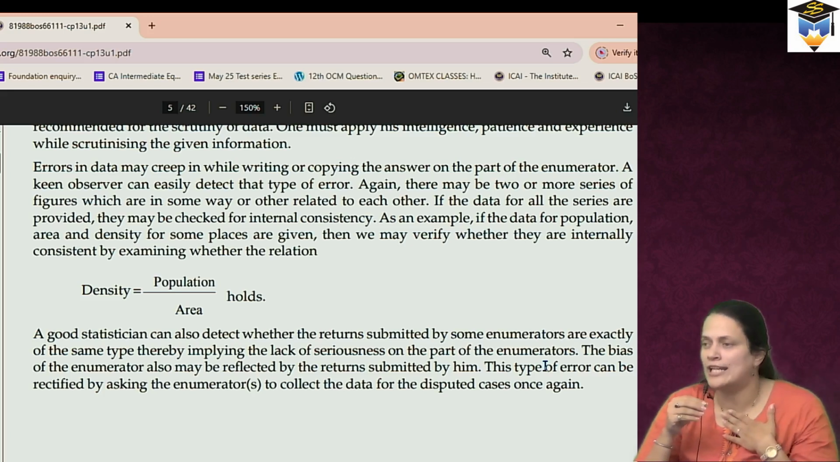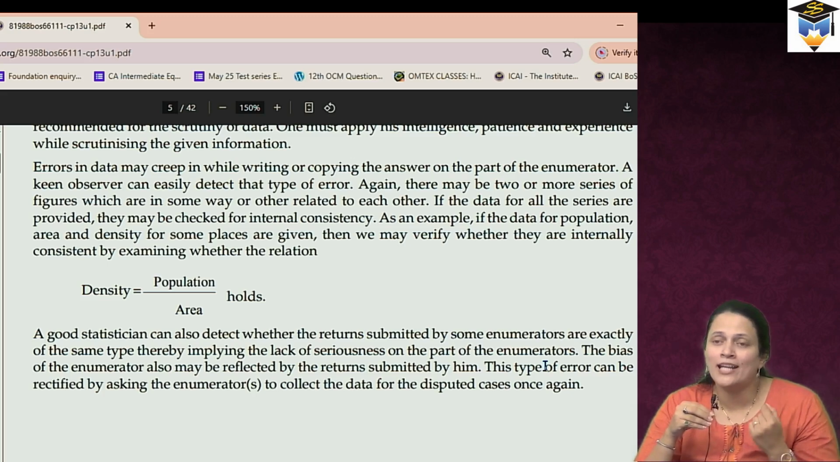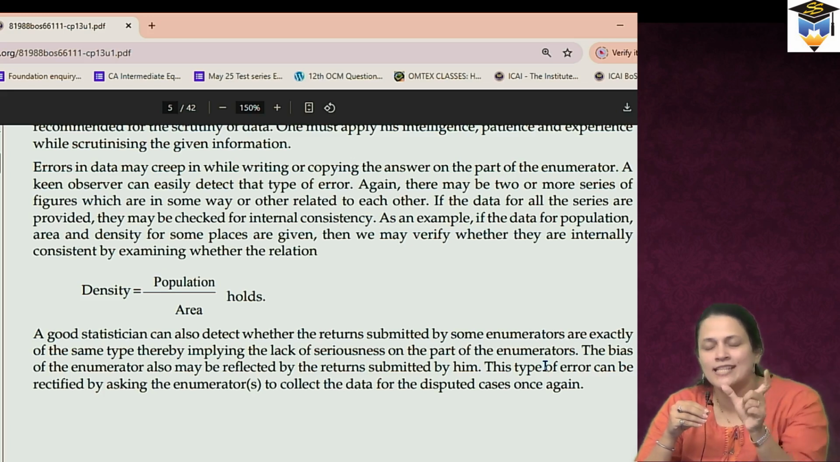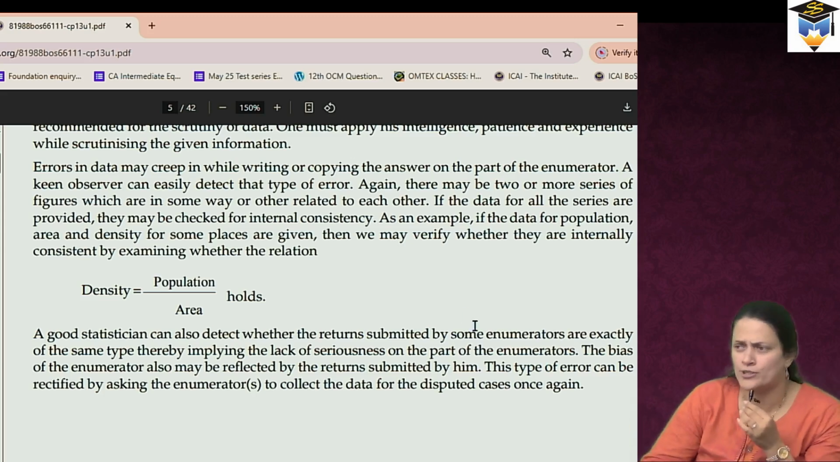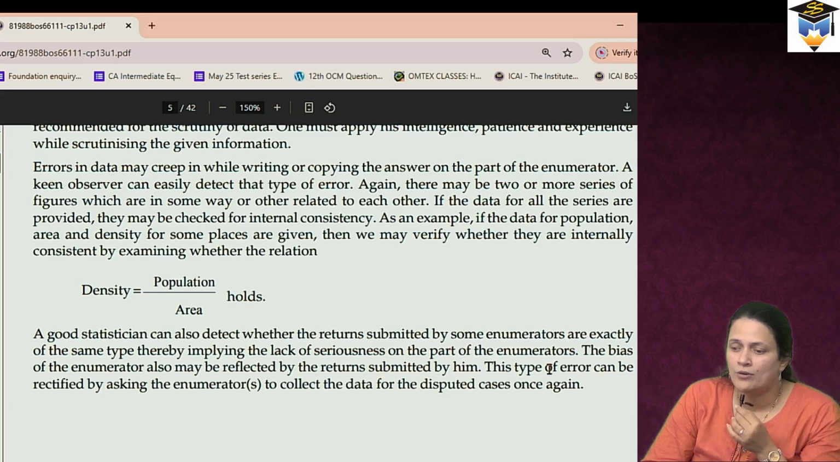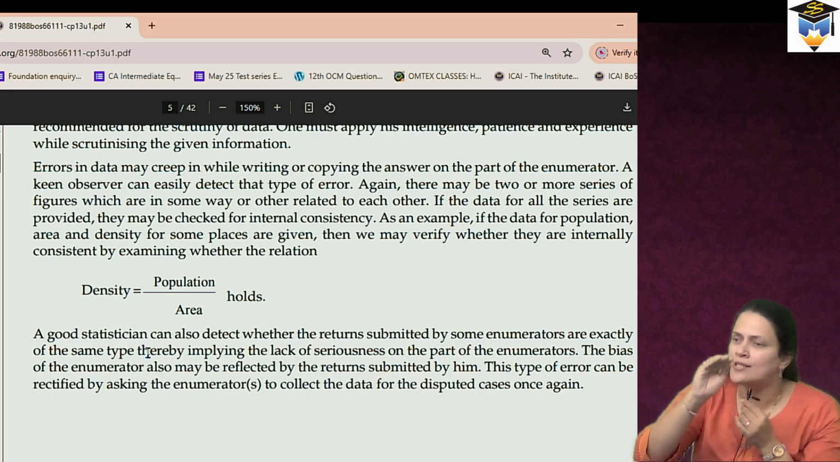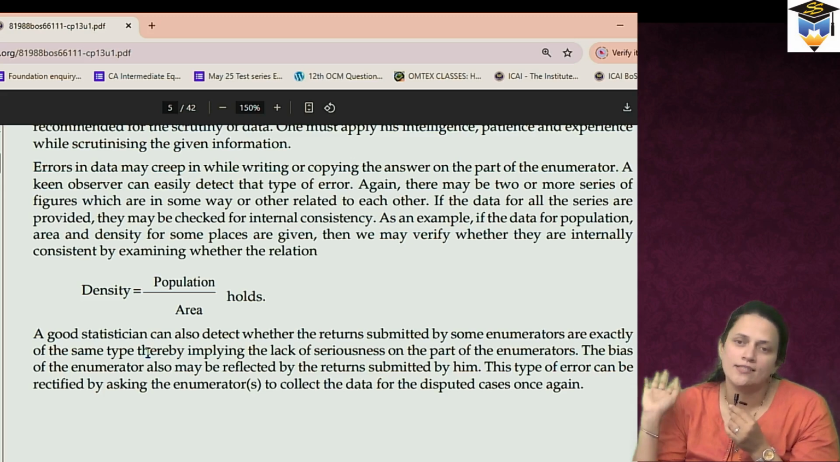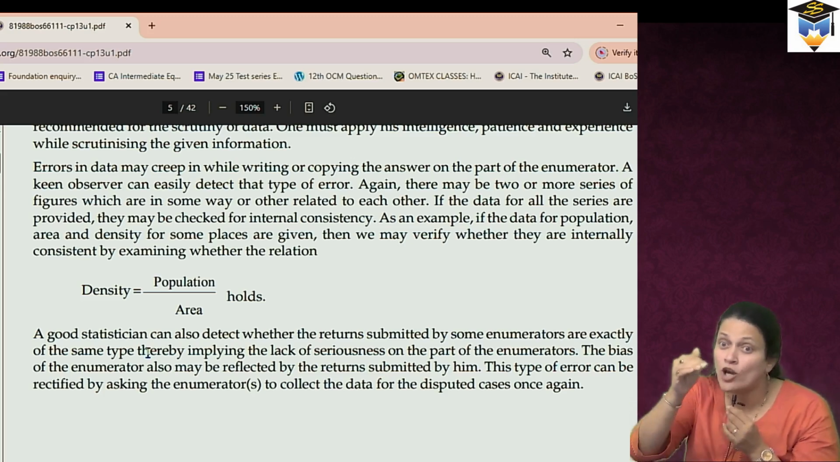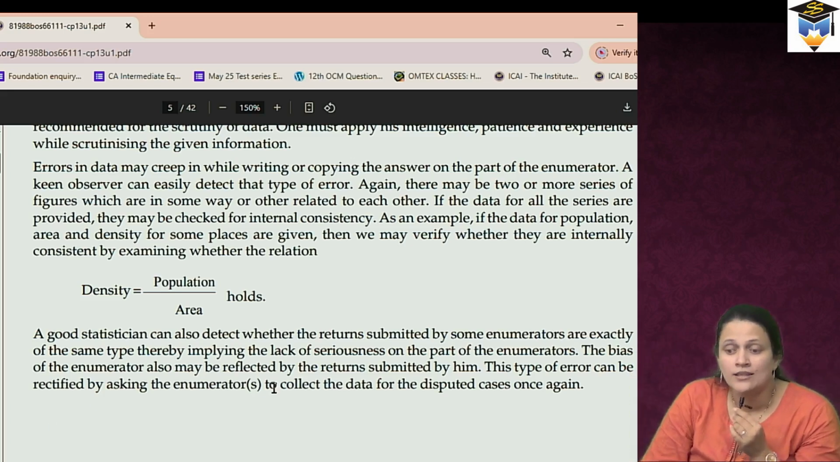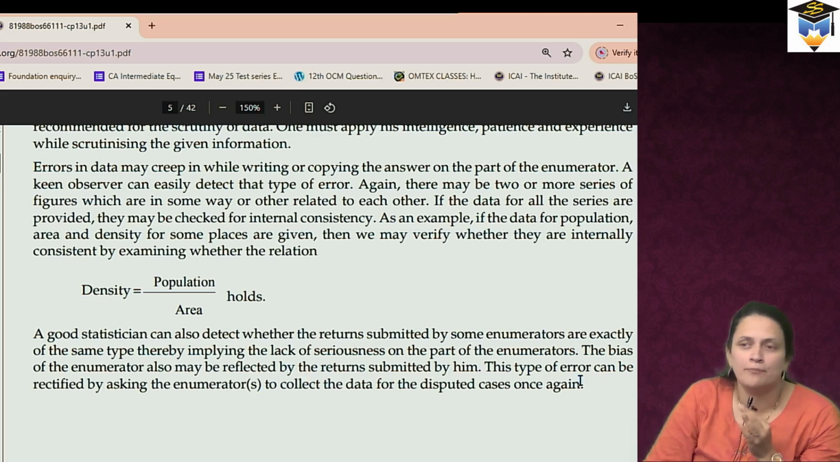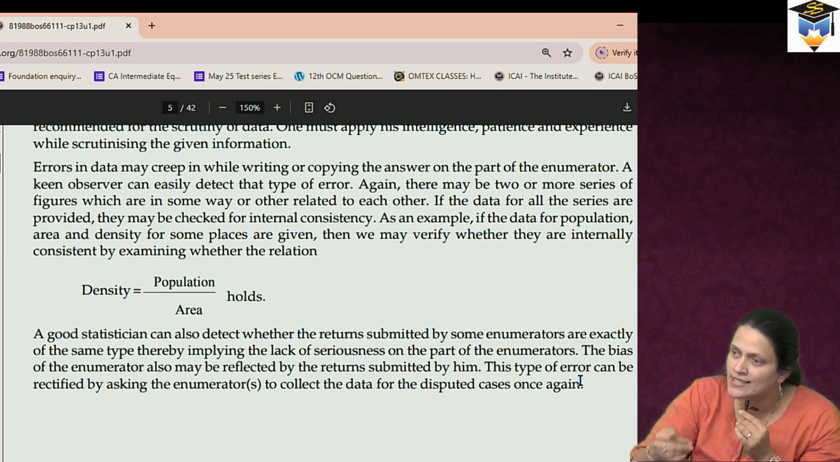So now I am a good statistician. Depending upon a few errors, I will decide whether this data is consistent and accurate or not, based on a few observations. Now, the bias of the enumerator. It is a bias, right? Om decided that he doesn't want to tell me what the correct data is. So it's Om's bias that he doesn't want to tell. Now this will be reflected by the returns submitted by him. So whatever information he is giving to me as the government, there is a problem in that.